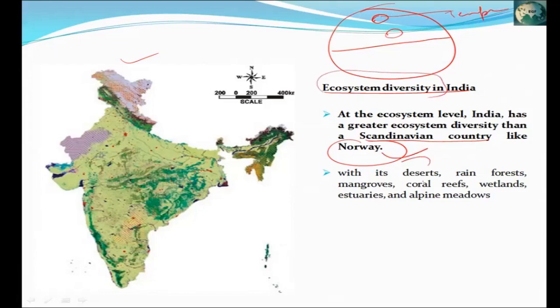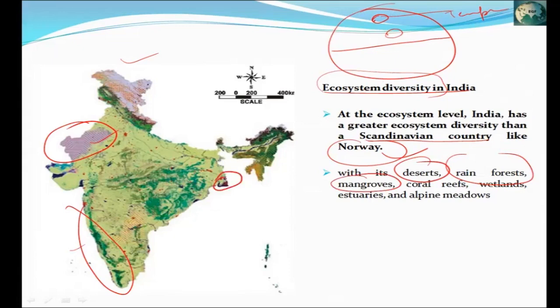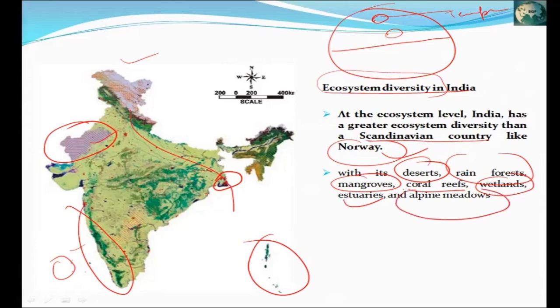Here you can find deserts in this area of Rajasthan and Gujarat. Rainforests are found in Western Ghats. Mangroves are found like mangroves of Sundarban. Coral reefs are found in Andaman and Nicobar and Lakshadweep. There are lots of wetlands in India. There are estuaries where river water meets sea. Then alpine habitat here in this area where temperature is very low. So different types of ecosystems are found here. That's why we have very high ecosystem diversity in India.